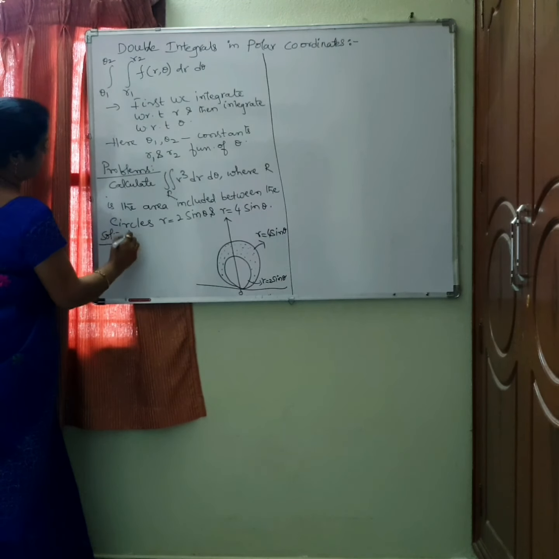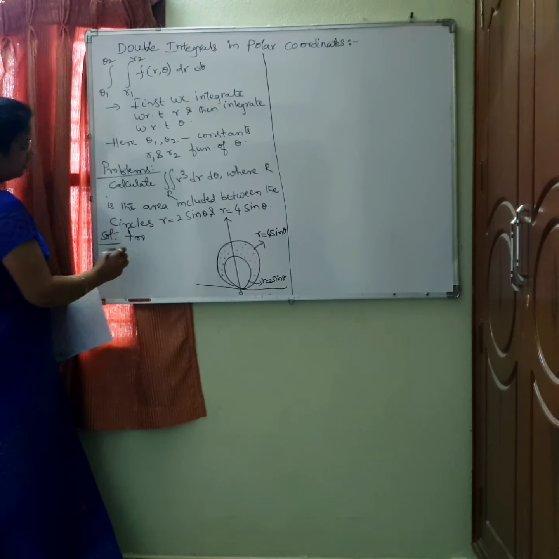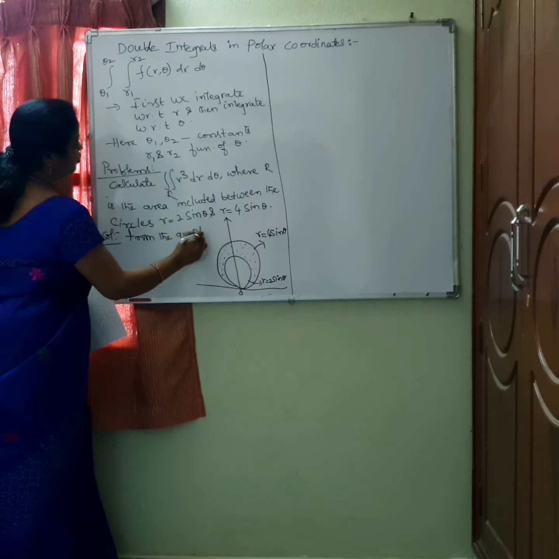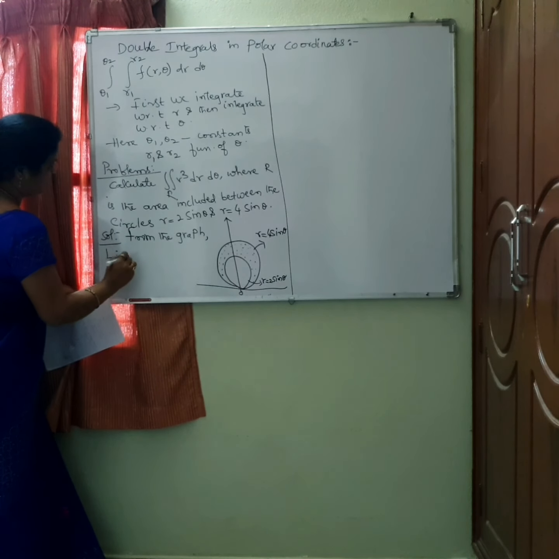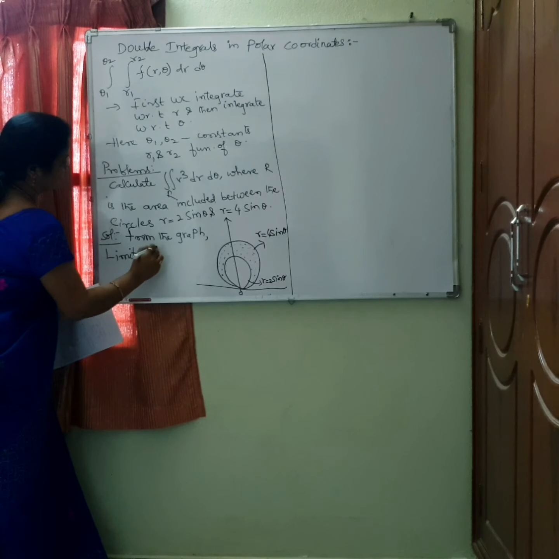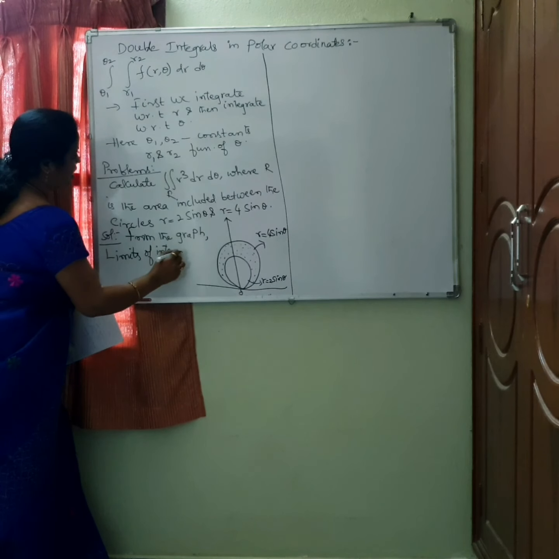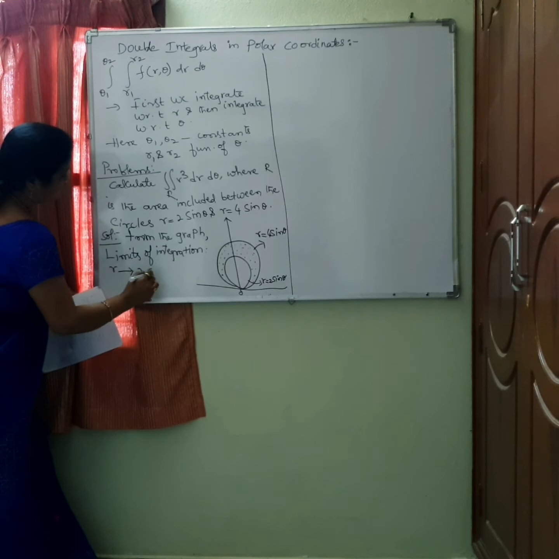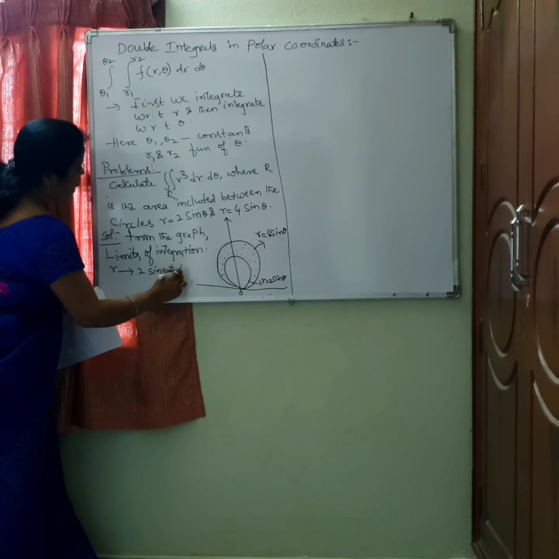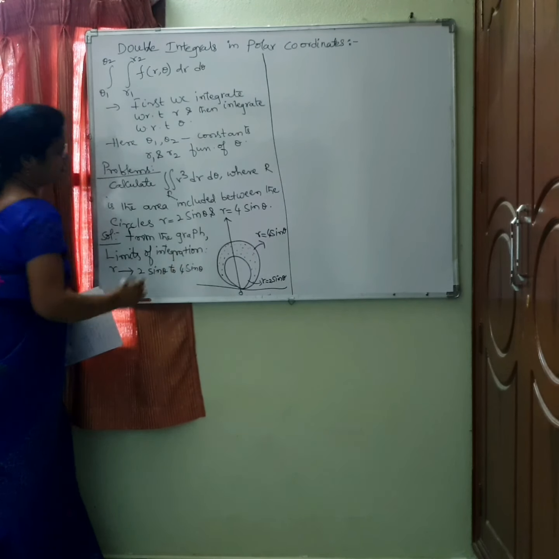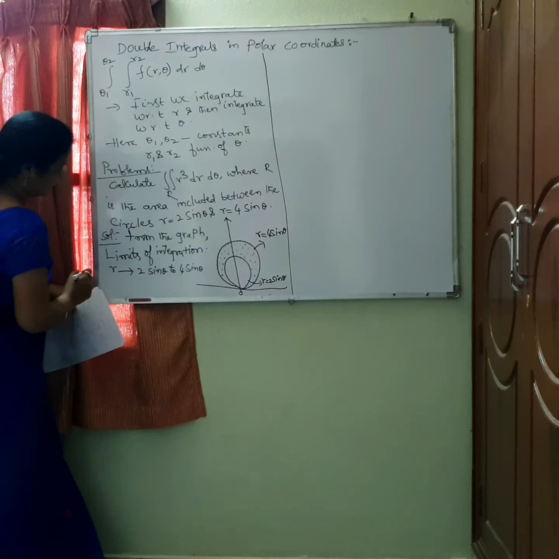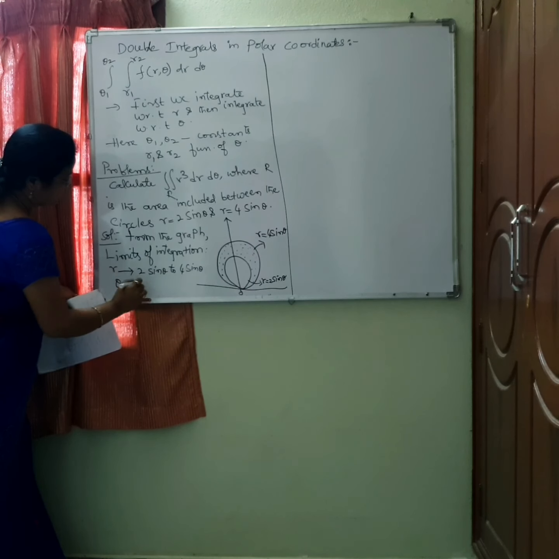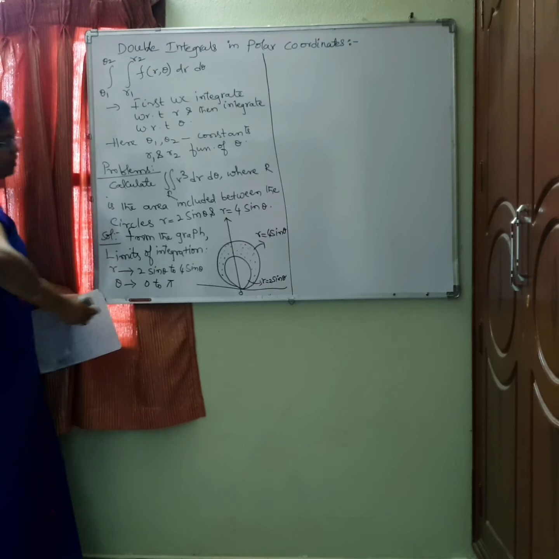Now, from the graph, what are the limits? We can write the limits of integration as r varies from 2 sine theta to 4 sine theta. The area bounded between the two circles lies in the first two quadrants. Therefore, theta varies from 0 to pi.